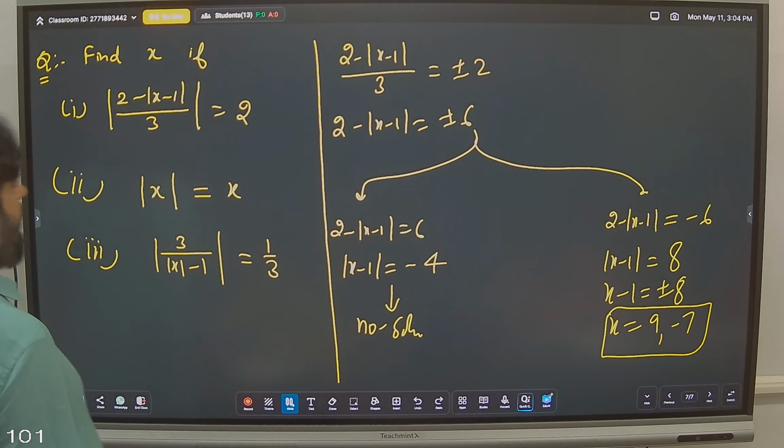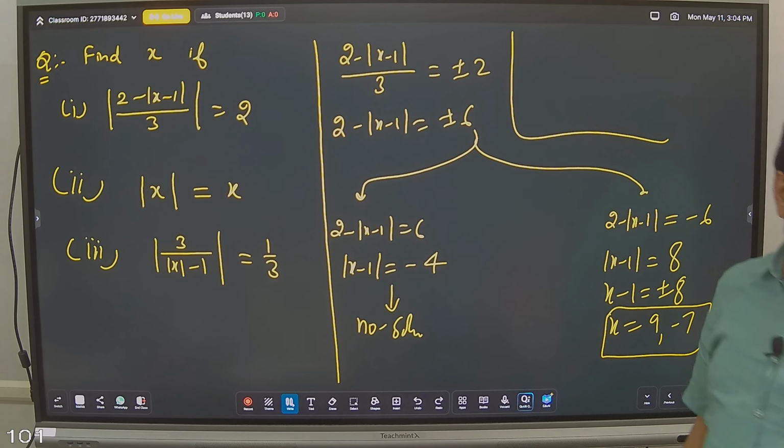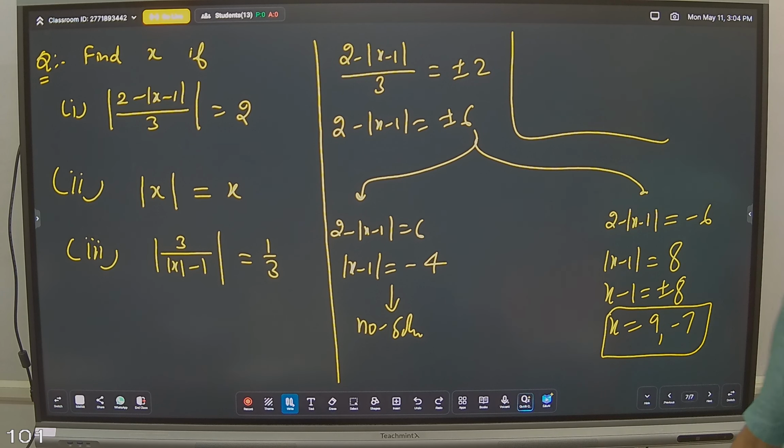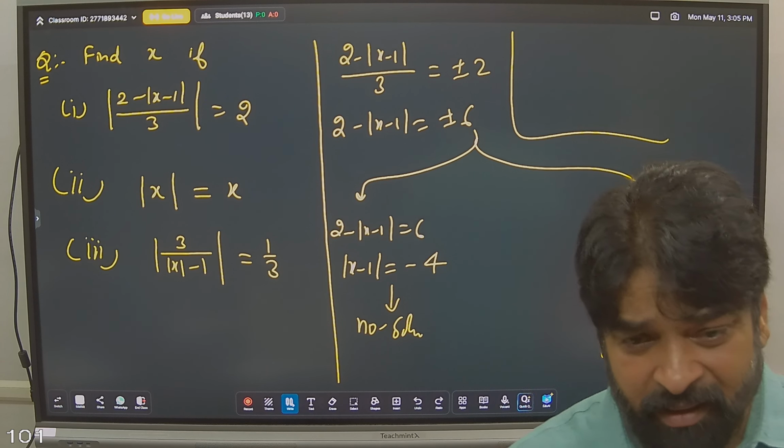Now, second bit, what is the answer? How many of you got it? Second bit. Yes, tell me the answer. X is a real element of real numbers. Who else got it? X equal to 1.